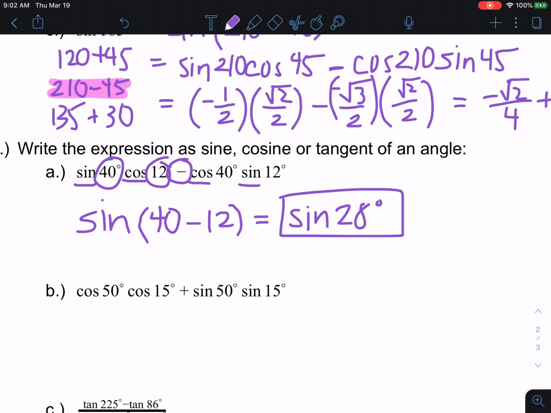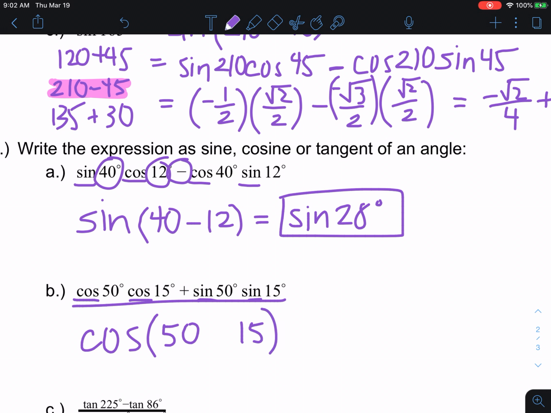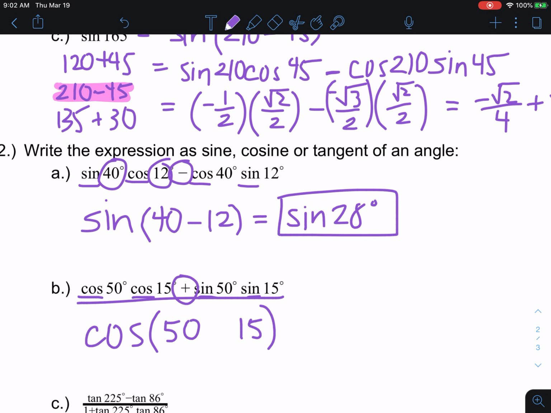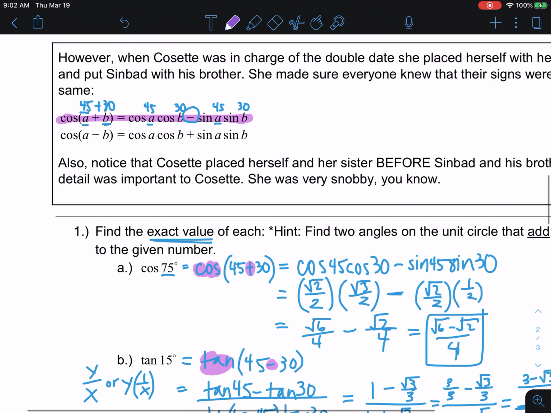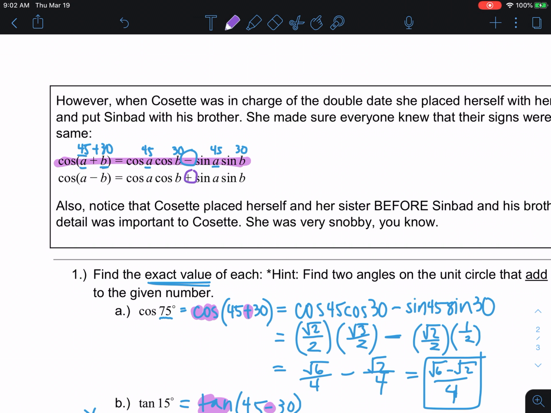We're basically just working backwards. So we have the expanded identity. We need to figure out which function it's for. So this one I see it's cosine, cosine, sine, sine. So I know this is a cosine identity. And we have 50 and 15. A plus in the middle of cosine. I know cosine is opposite signs, so a plus means that this will be a minus. So we have cosine 50 minus 15. That's going to equal cosine 35 degrees.